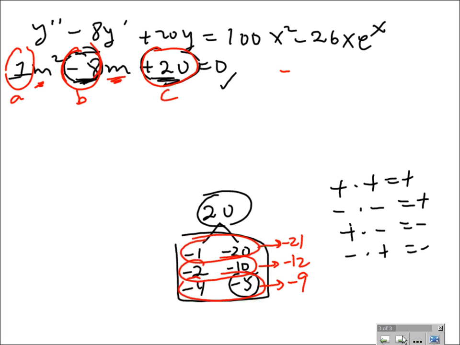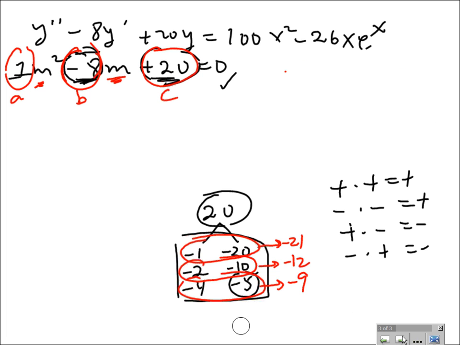I could have written down negative 8m plus 20 minus m squared, 1m squared. What m squared is being multiplied by would be A, what m is being multiplied by would be B, the constant would be C. Here, it was not A, B, and then C.